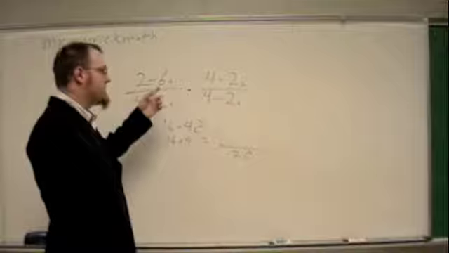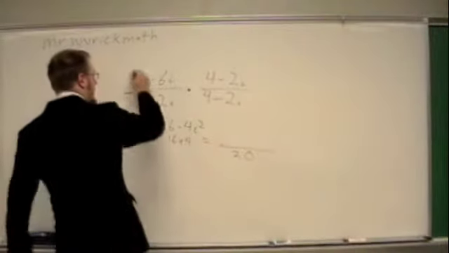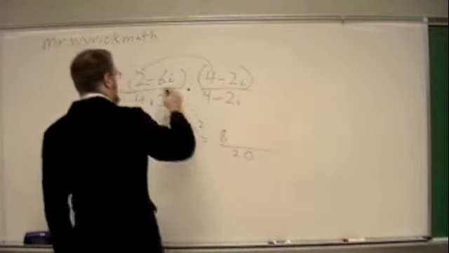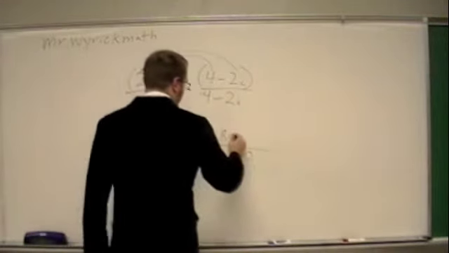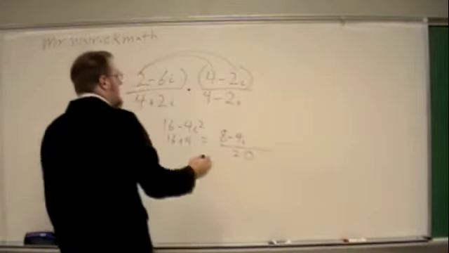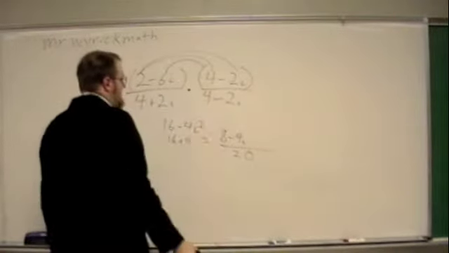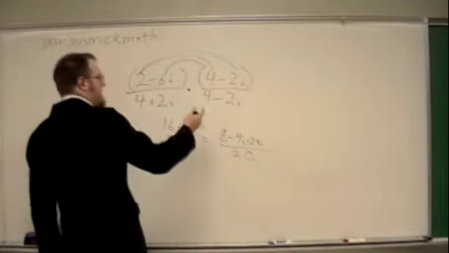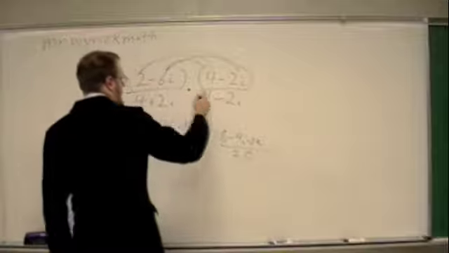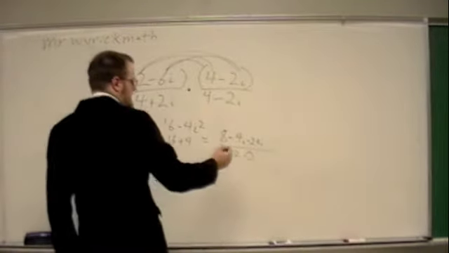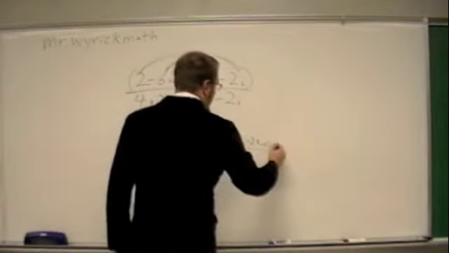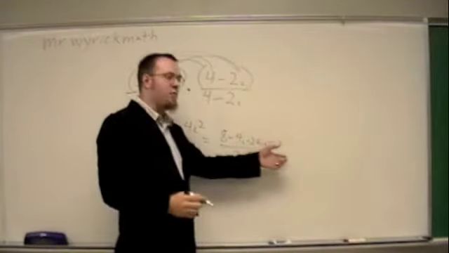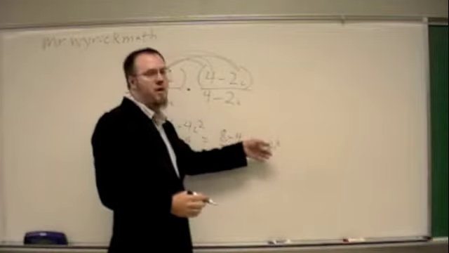Okay, on the top of this though, I have to go ahead and FOIL it. So first times first, 2 times 4 makes 8. Outside times outside, 2 times minus 2i makes minus 4i. Inside times inside, negative 6 times 4 makes a negative 24i, and then the last times the last, negative 6i times negative 2i makes a positive 12i squared.